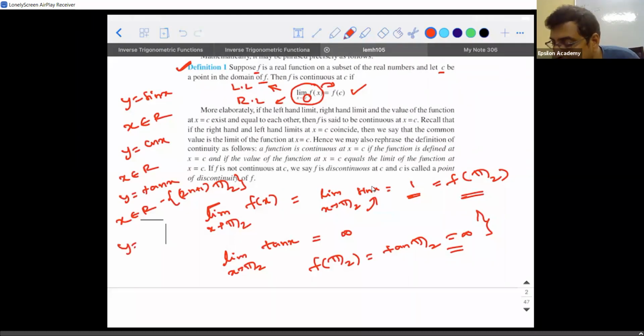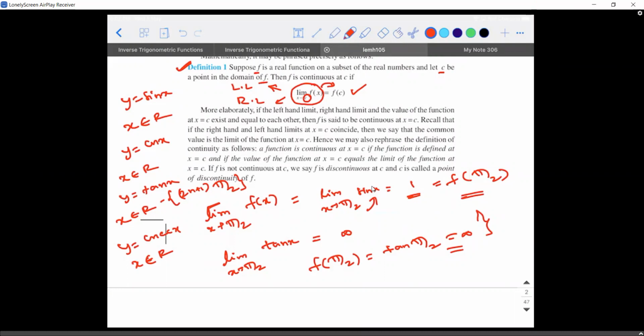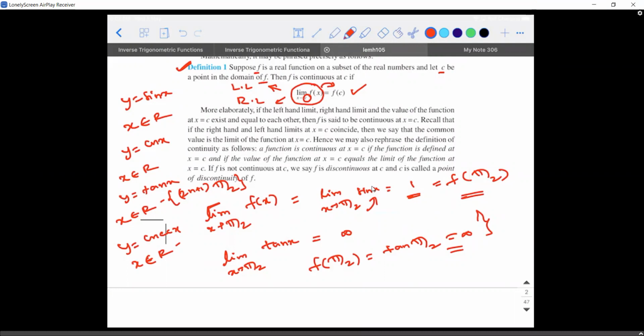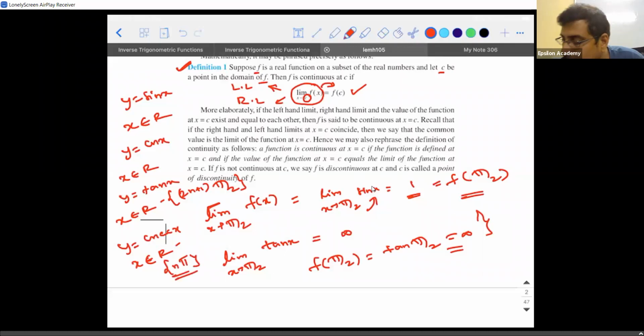For example, y is equal to cosecant x. I will write x belongs to R by default. Now think, cosecant x is 1 by sin x. So what value of x am I not supposed to substitute for which cosecant x will generate infinity? 1 by sin x, 1 by 0 is infinity. When will sin x become 0? N pi, sir. It is n pi. I already explained this, no? That is how we find the domain.